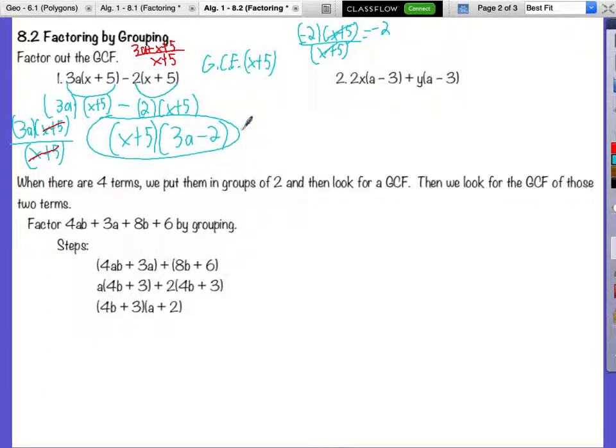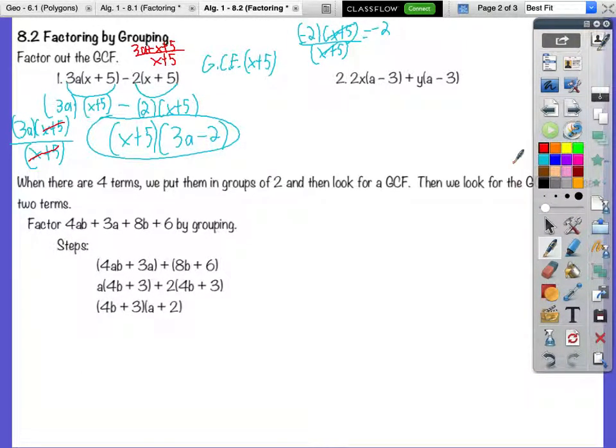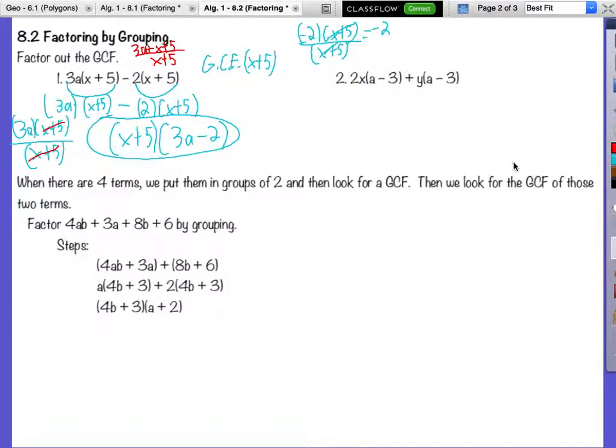Because the GCF of both of those is x plus 5. I'm going to write that down real quick, so write that down if you haven't already. I'll give you a second. So we'll walk through this in reverse and see what happens, just to prove that it's still the same thing.